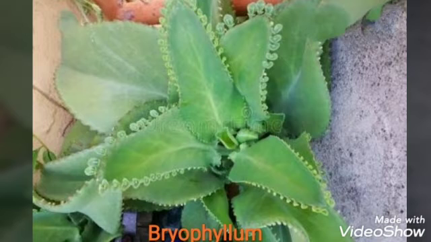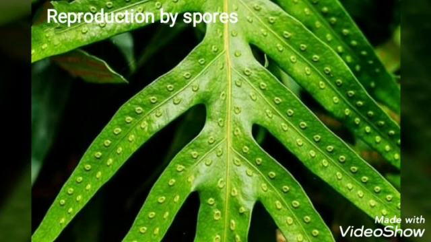Reproduction from leaves. Plants such as bryophyllum reproduce through small bud-like growths at the edge of their leaves. New plants grow from these buds and later they separate from the parent plant. For example, bryophyllum, begonia, etc.